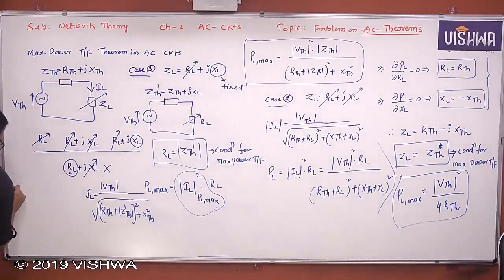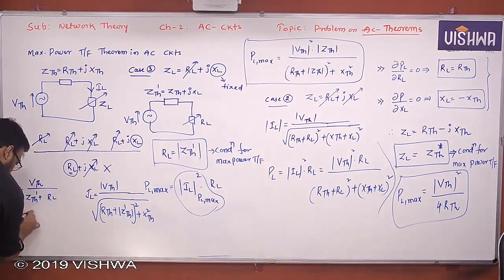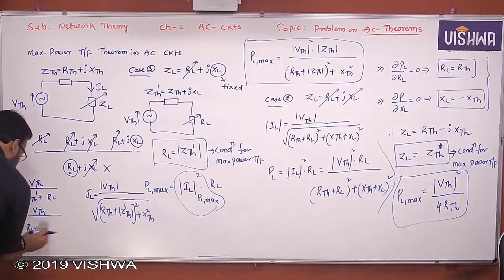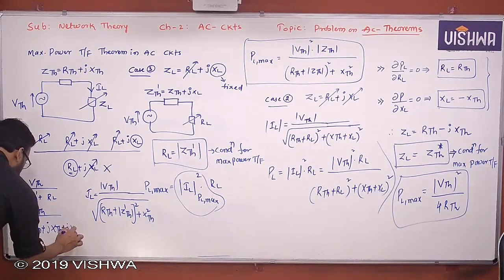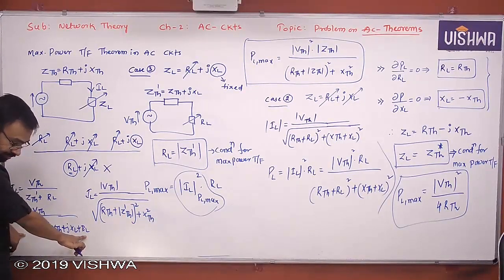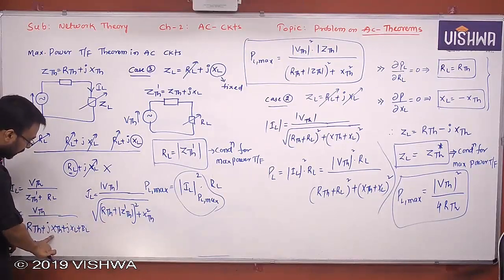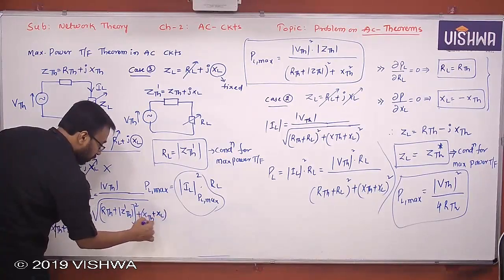You got actual IL equal to VTH by ZTH dash plus RL. Yes or no? So what is ZTH dash? VTH by RL plus RTH plus JXTH plus JXL. Yes or no? Plus RL. And finally you are left with what again? RTH plus RL whole square. Yes or no? XTH plus XL whole square. So therefore, XTH plus XL whole square.